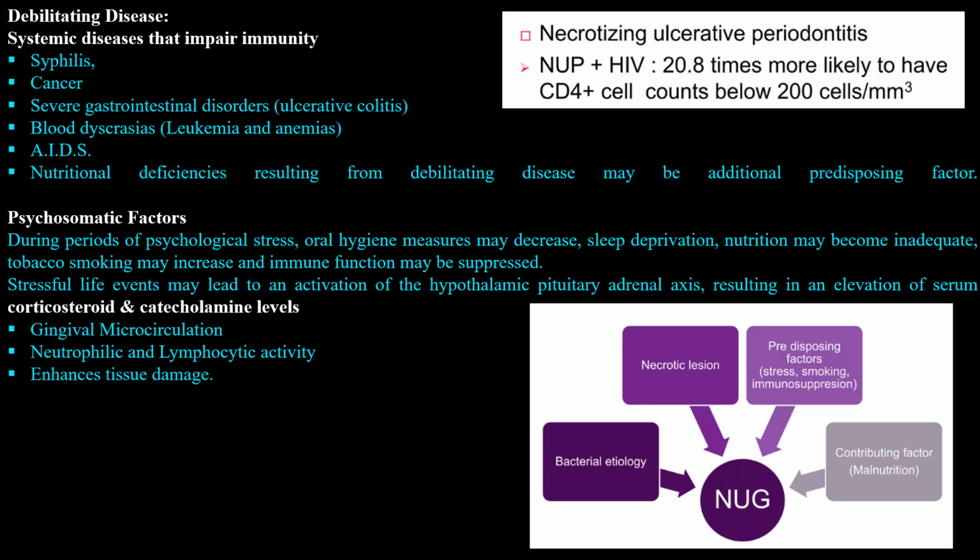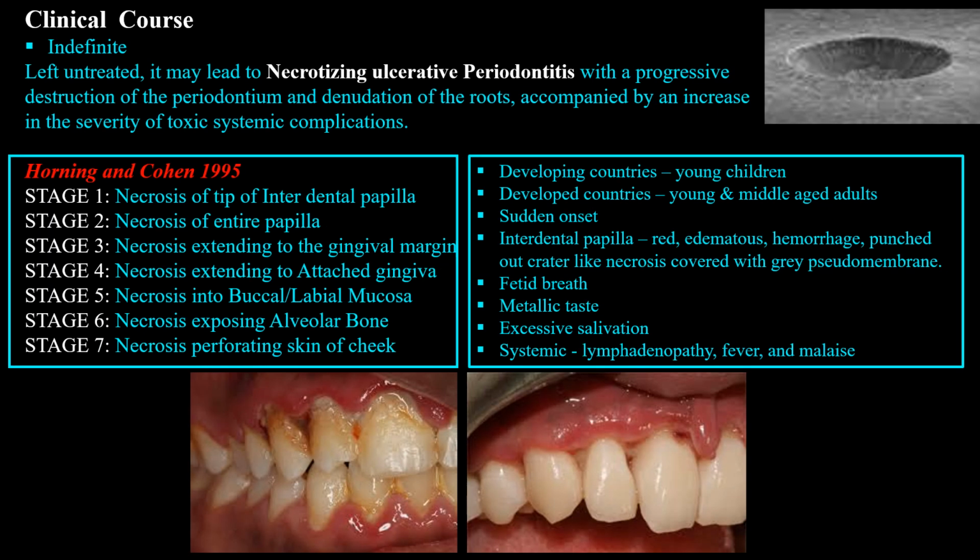There is also going to be an activation of the hypothalamic-pituitary-adrenal axis. This in turn is going to increase the steroid and catecholamine levels of the serum, which will in turn cause microcirculation alterations of the gingiva, and might cause defective activity of the neutrophils and lymphocytes, all of which will enhance the tissue damage. The clinical course of ANUG is indefinite.